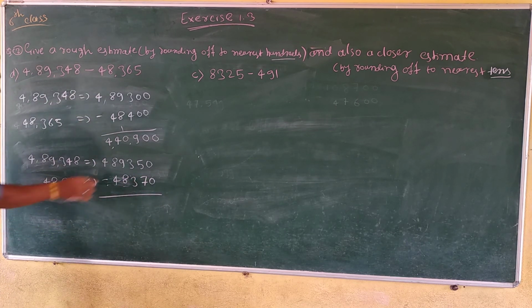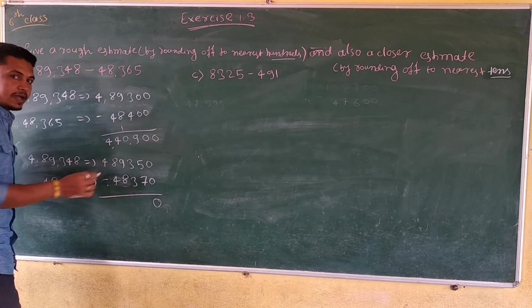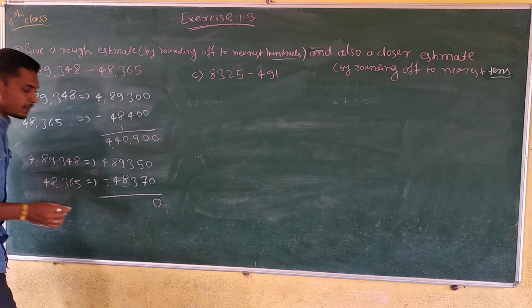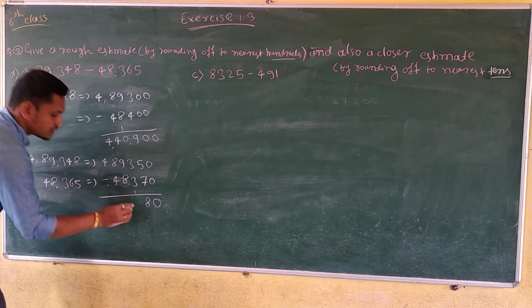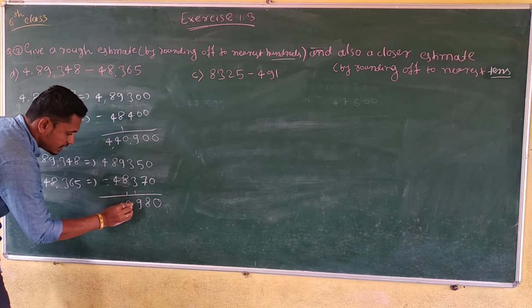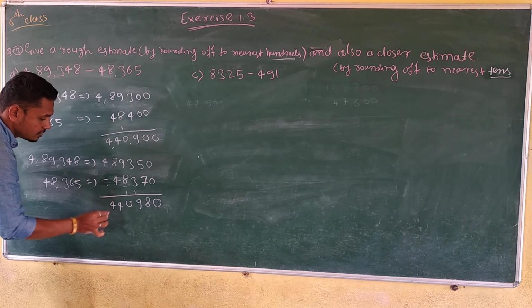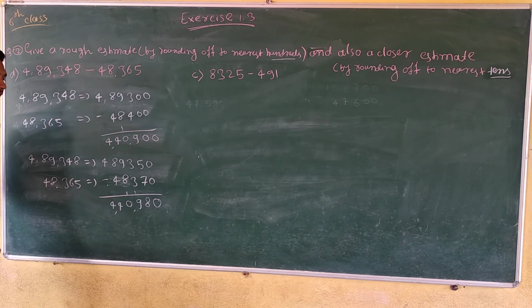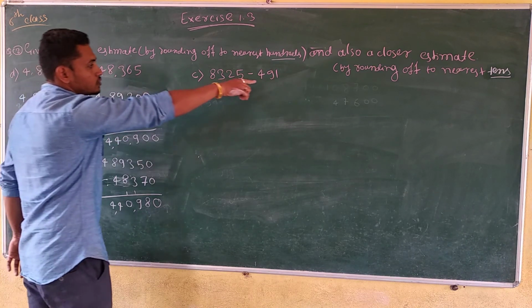Now we have to subtract. 0 minus 0, 0. Next 15 minus 7, 8. Take 1 carry. 3 minus 4 means 13 minus 4, 9. 1 carry, 9 minus 9, 0. 8 minus 4, 4, and 4 as it is. So 4,40,980. Is it right?